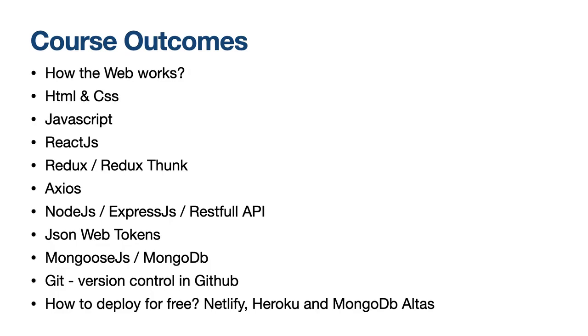And we will be seeing something called JSON web tokens in order to accomplish the authentication, and we will be using Mongoose JS to access the database like MongoDB. We will be seeing at the end of the course about Git and how to commit our code to GitHub, and how to deploy for free. We will be hosting our entire application in Netlify and Heroku as well as in MongoDB Atlas. MongoDB Atlas is nothing but a cloud platform provided by the official MongoDB developers.